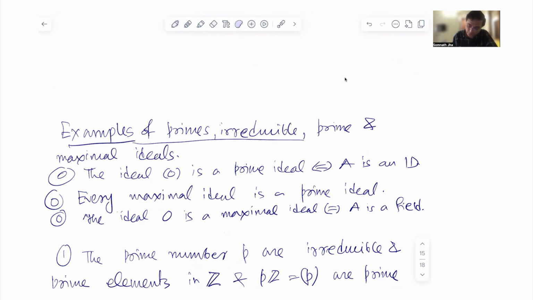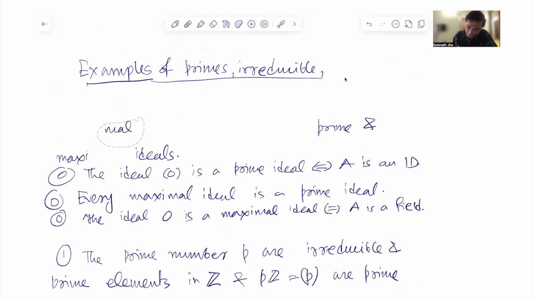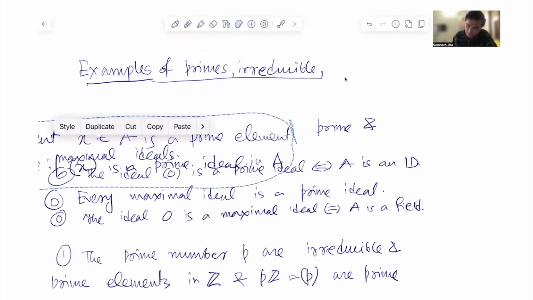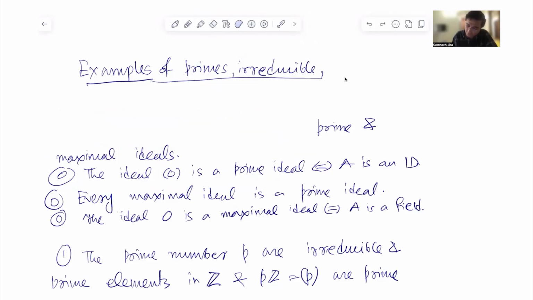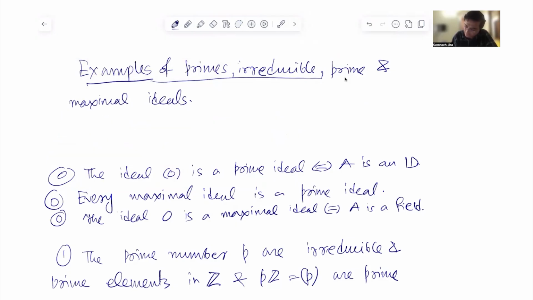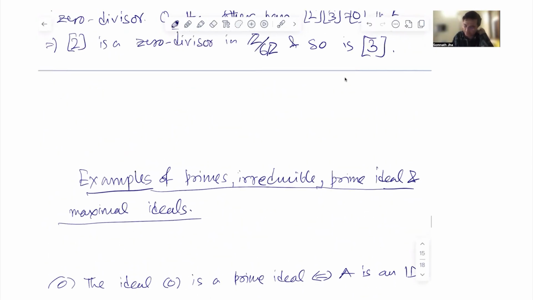Now we gave all these definitions, so let us see examples: examples of prime, irreducible, prime ideal, and maximal ideal. Let's start with the obvious example.